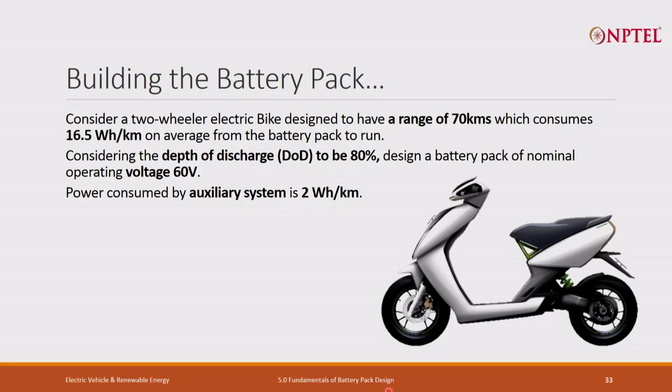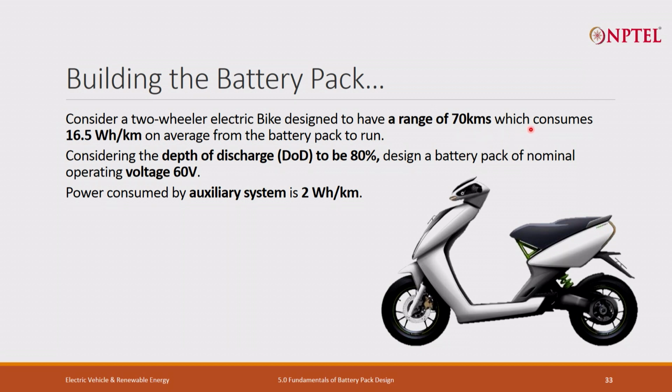Now let's start from the same problem we started with. Consider a two-wheeler electric bike designed to have a range of 70 kilometers. When I read this question, these questions require the first to fourth chapters, and then the fifth chapter, 5.1 electrical design. All those things are required here. A normal range of a two-wheeler is around 70 to 80 kilometers. Anything between 50 to 100 kilometers works well.